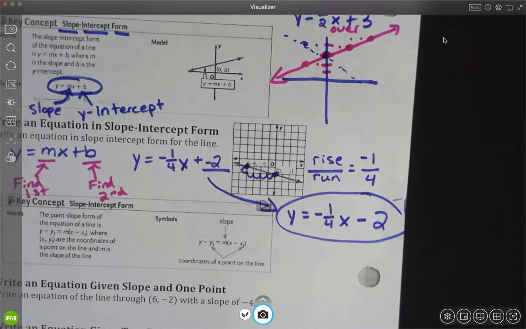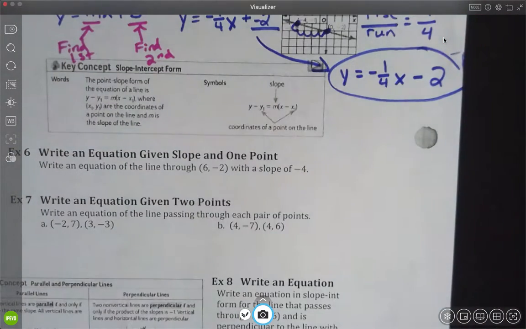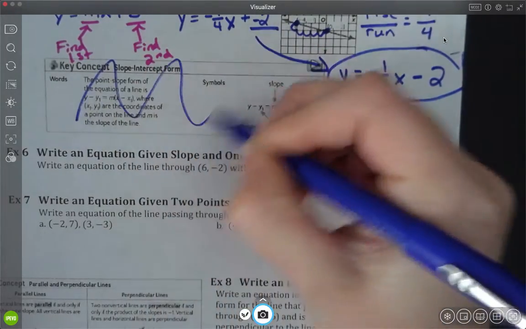Will you have homework or not? You will not have homework tomorrow. You'll have some today, but you won't have it tomorrow. We're finishing notes right now, but I'm just letting you know tomorrow we're going to be working on whiteboards. Okay? So now we're not going to do point slope form, which is this guy.